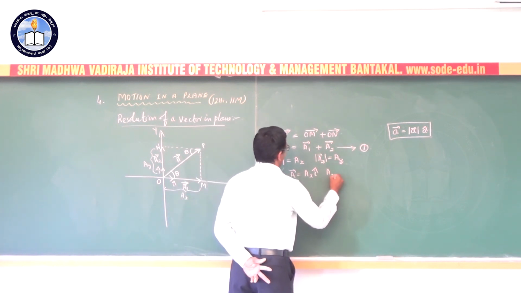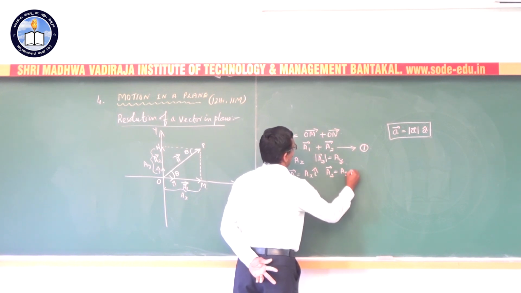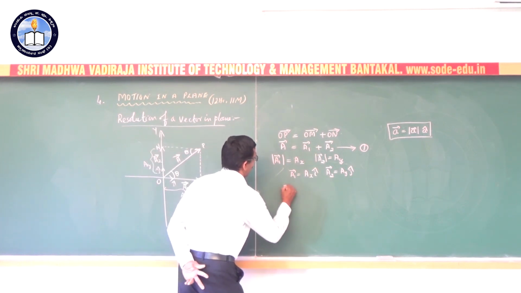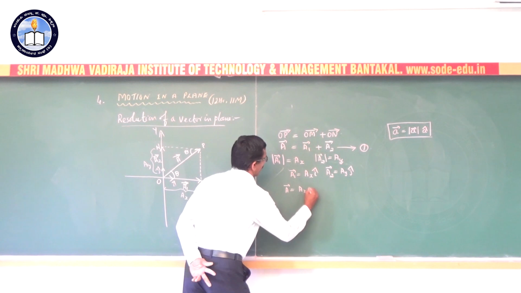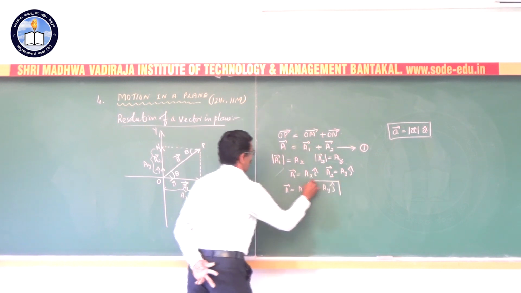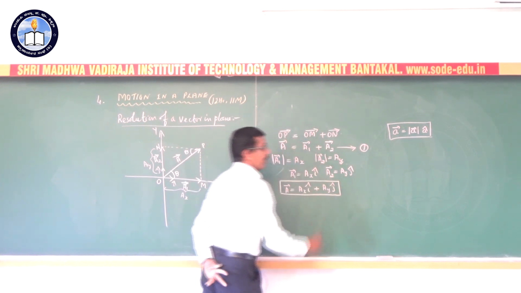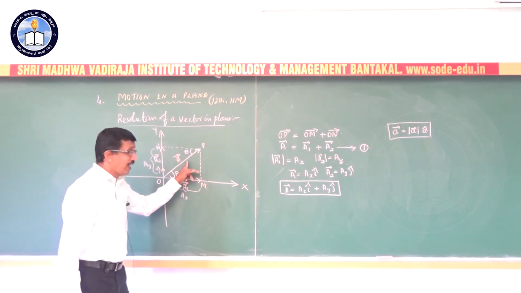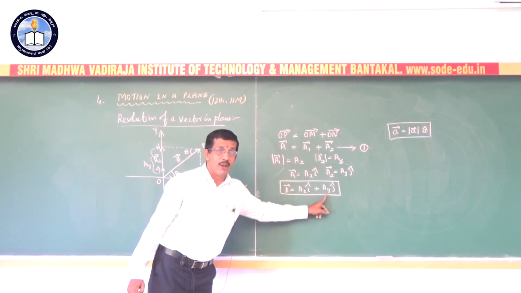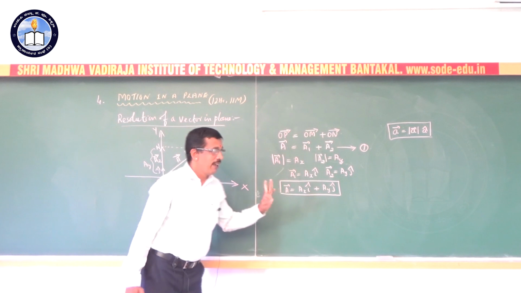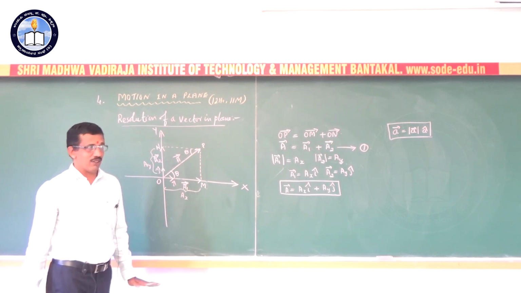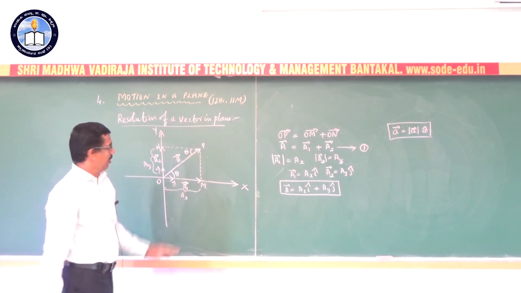And vector A2 can be written as AY into j cap. So, the given vector A can be written as AX into I cap plus AY into j cap. This is the representation of a vector in a plane in terms of rectangular components. Once again, I repeat, rectangular components, because here a vector is resolved along two mutually perpendicular directions.